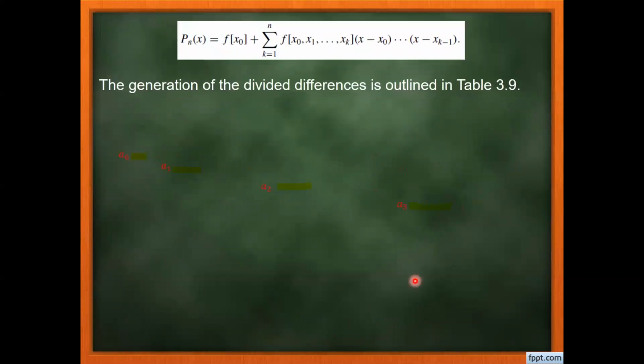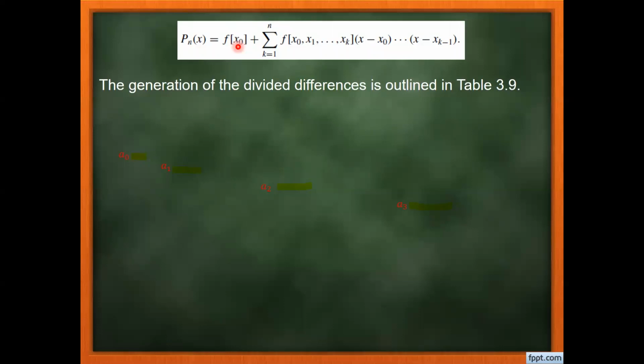Now, as we have calculated the values of the unknown coefficients from a0 to ak, we can generally write down the polynomial as f of x0, which is the zeroth order divided difference, plus the summation for k equals 1 to n of the kth order divided difference times (x minus x0) up to (x minus x(k-1)), where k varies from 1 to n. When we expand that, we can see that we have used the values of a0, a1, a2, a3 linked with the divided difference notation.